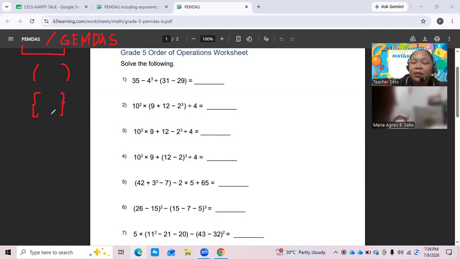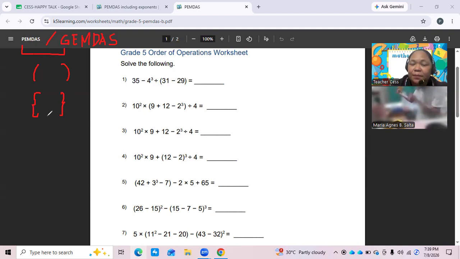Meaning, the first operation that you're going to solve is the number inside the parentheses or brackets. Then after that, you will proceed to exponent, the letter E. And then next, between multiplication and division, you will operate them from left to right. And also the addition and subtraction. All right? So let's see if you remember how to solve using the order of operations.